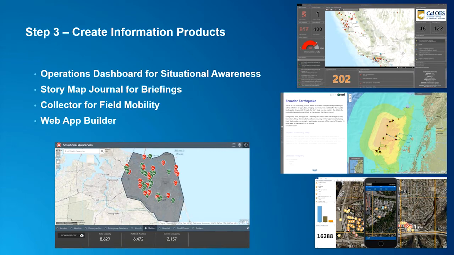We've got an example here from the Ecuador earthquake, and being able to flip through the different pages, if you will, of the story map journal to give details of how the disaster unfolds. Collector has been really helpful from a field mobility perspective, doing things like damage assessment, or just doing some windshield surveys, or restaurant inspections, or just really simple status or note things can be conducted, and you can use Collector to leverage that, really quickly.